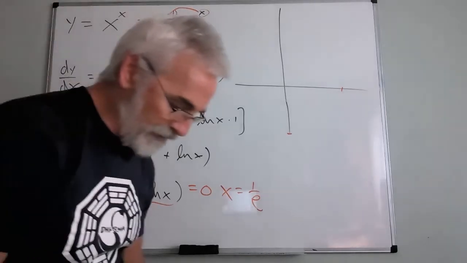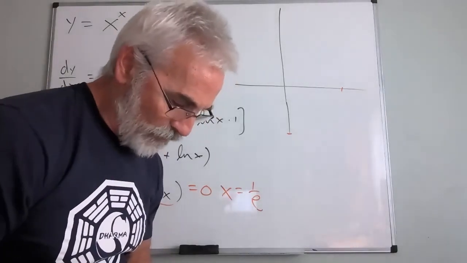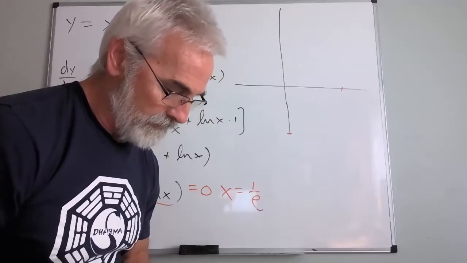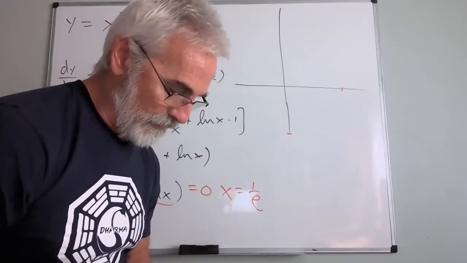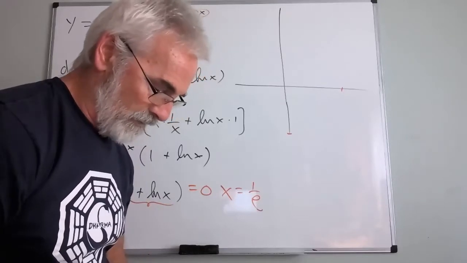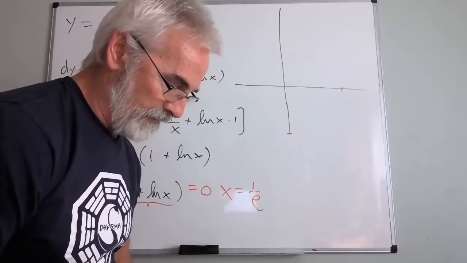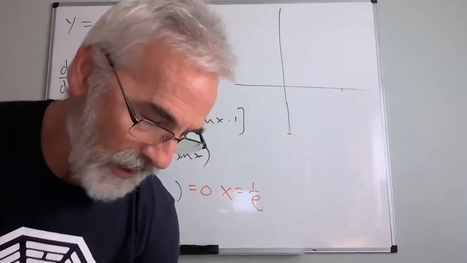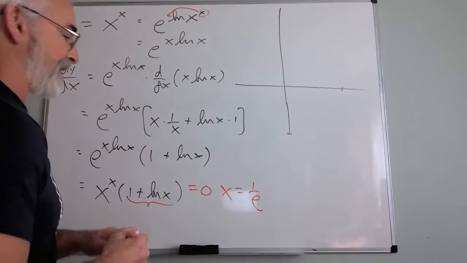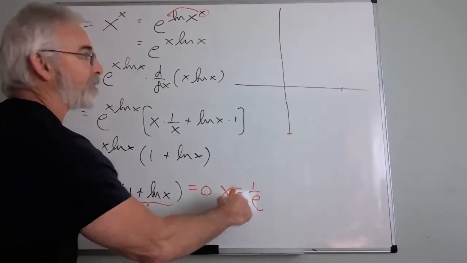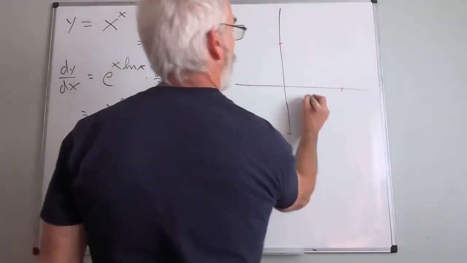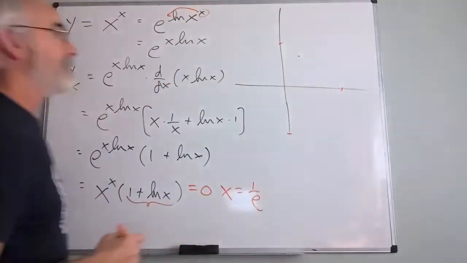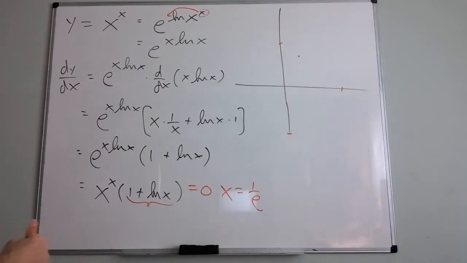My calculator's giving me issues. Hang on a moment. There we go. So if I raise this, I get a value around 0.69. My y value is around 0.69. So it's going to be around there.